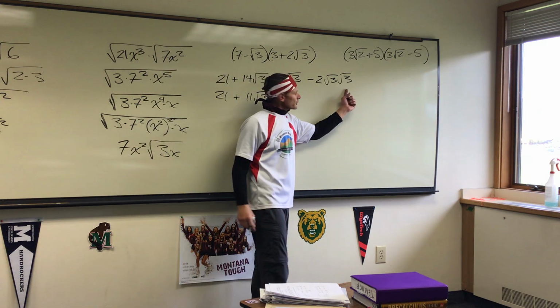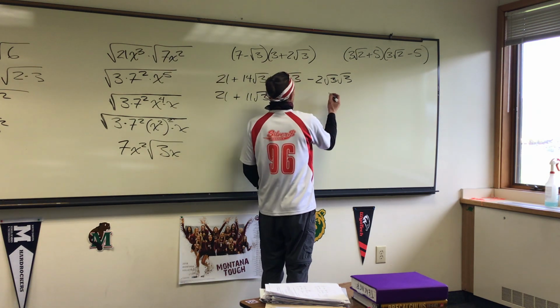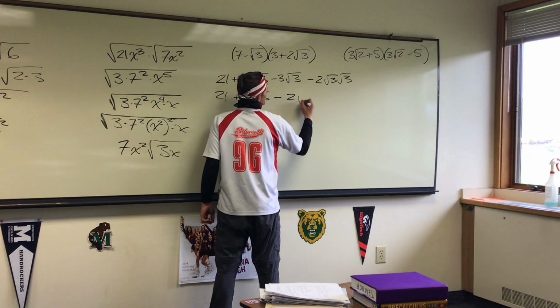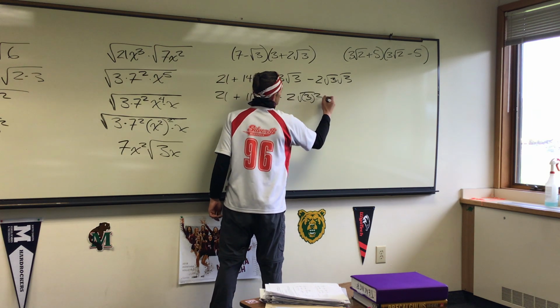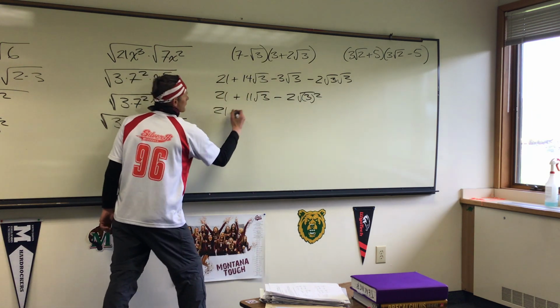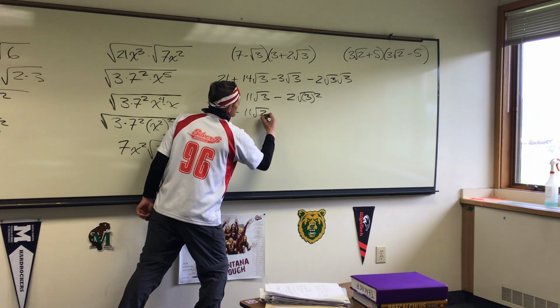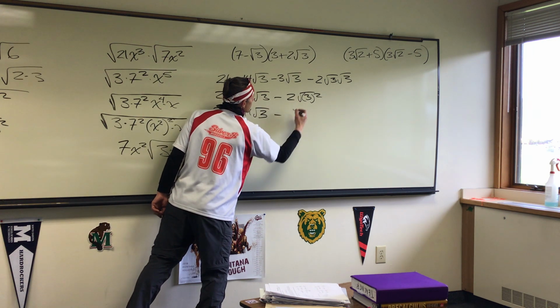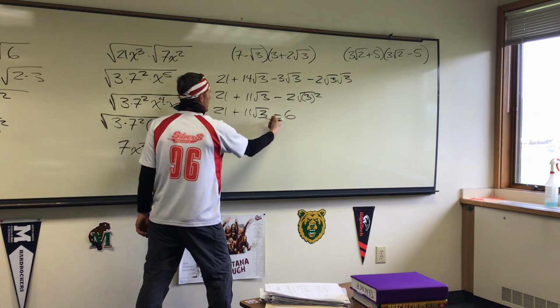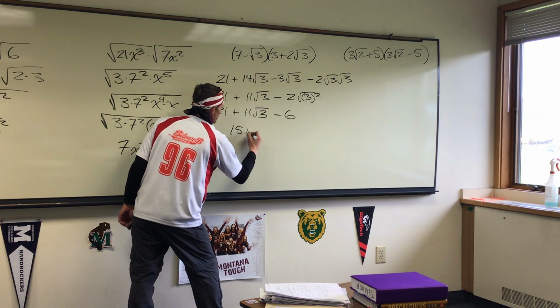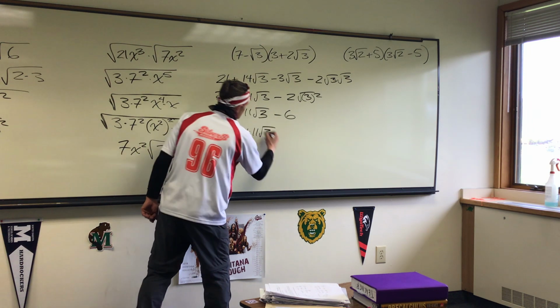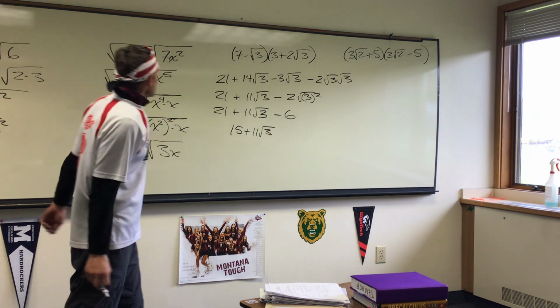And have you thought about this one? Yeah, that's right. That is minus 2 square roots of 3 squared. Or minus 6. 21 minus 6 is 15, so we have 15 plus 11 square roots of 3.